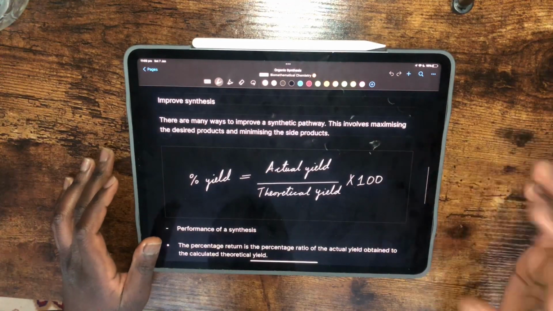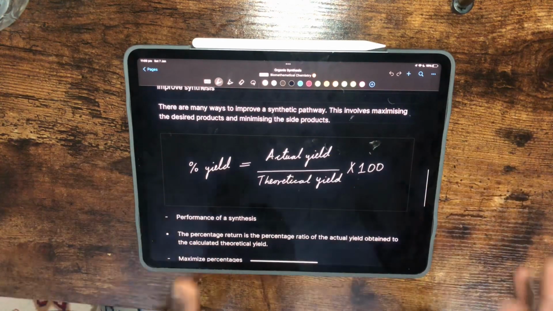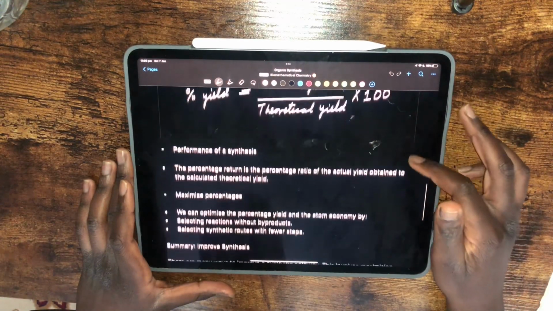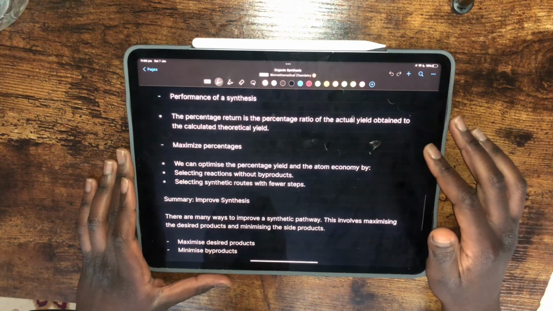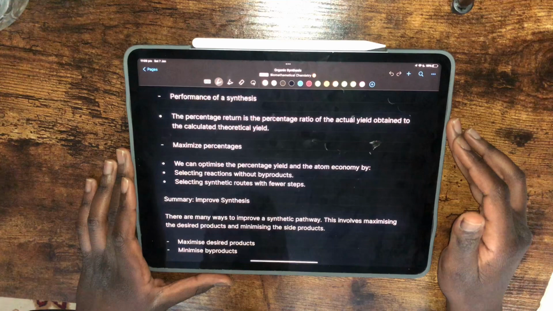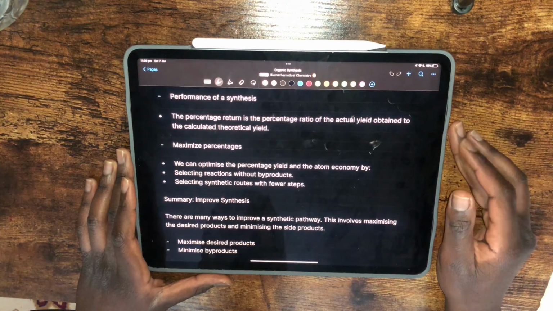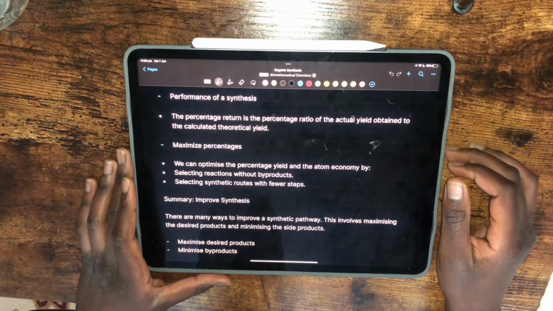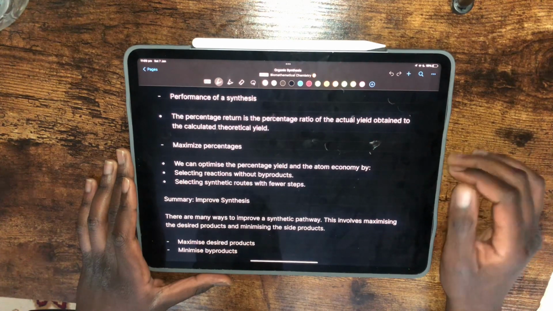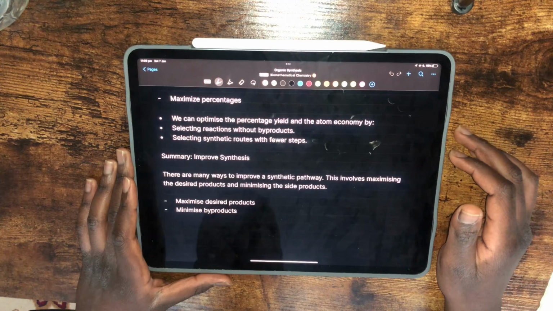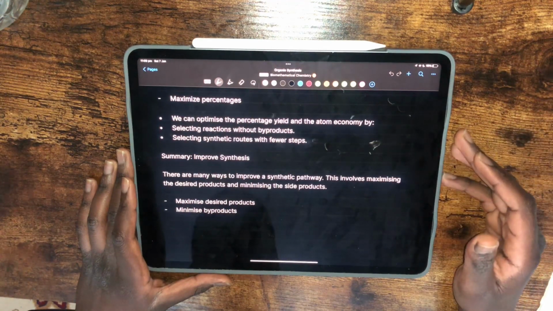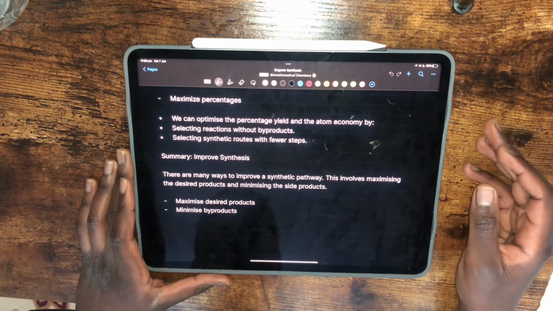How it's done, they usually get a small sample before they actually do big batches. Yeah, I'll leave it at that. Performance of a synthesis: the percentage yield is the percentage ratio of the actual yield obtained to the calculated theoretical yield. Maximizing percentages: we can optimize the percentage yield and the atom economy by selecting reactions without byproducts and selecting synthetic routes with fewer steps.